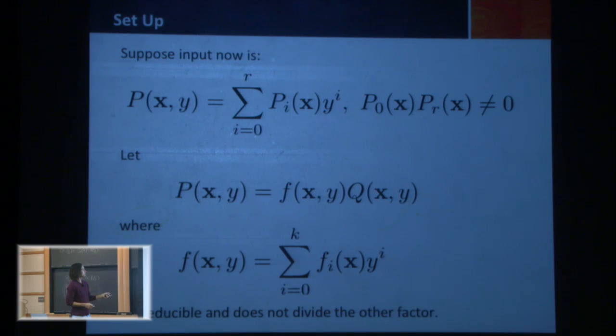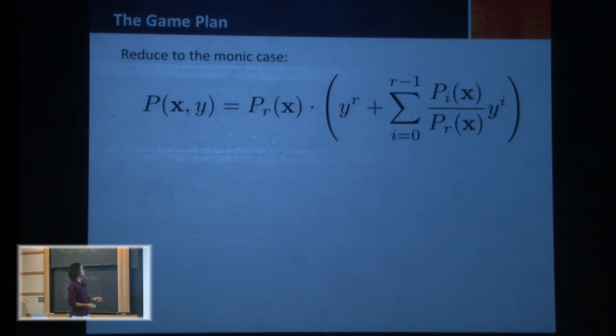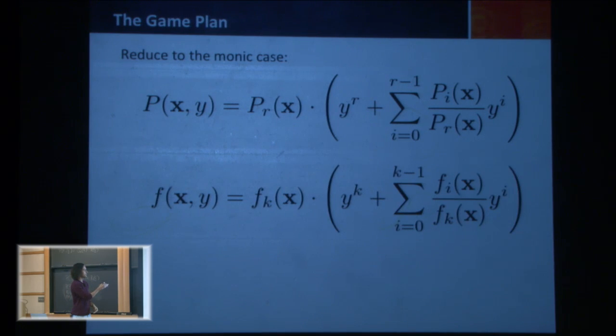So let's just assume that. And the game plan now is the following. We need to reduce to the monic case because we spent 40 minutes talking about it. So how do we do it? We just look at p equals the leading coefficient times this rational function, and also f equals its leading coefficient times this rational function.